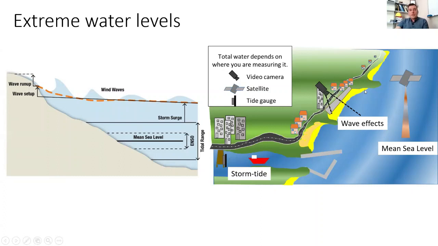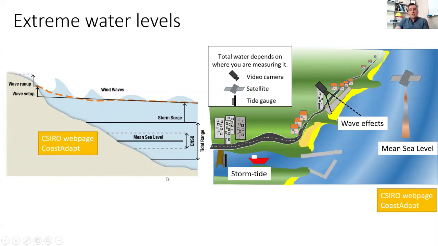On the open coasts, which are exposed to waves, we have the combination of mean sea level, storm tide, and wave effects. We have the full brunt. So depending on where you are, in the coastal zone, on an exposed beach, in a harbour, or in the open ocean, you'll get different contributors to extreme water level.